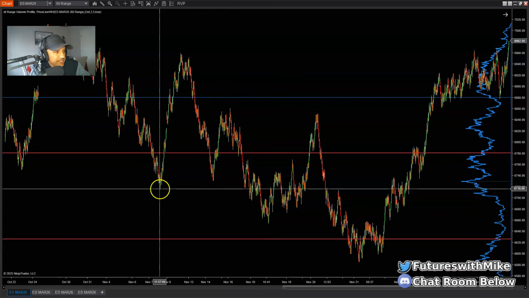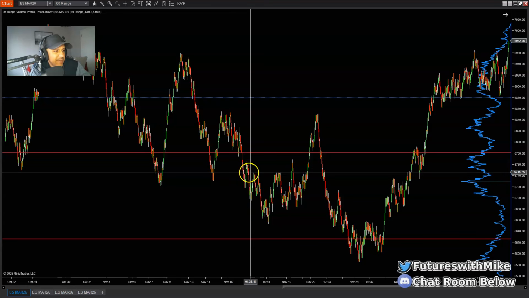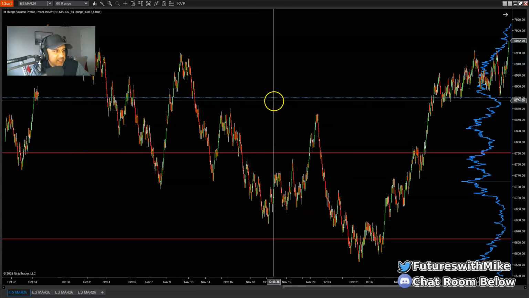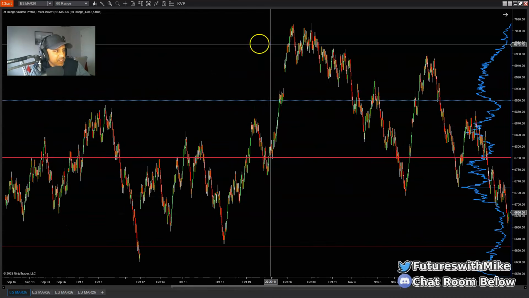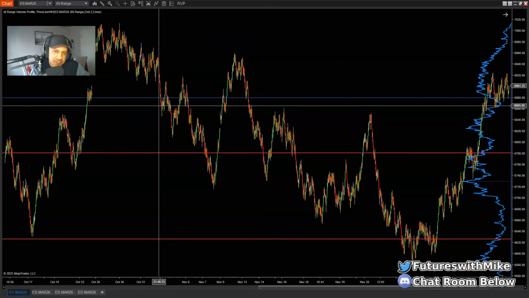Look, it broke a major area structure right here. It pulls back. There's a supply area right here. It pulls back to it, rejects it. It pushes lower, right? And then it makes a new low to the downside. It went from being bullish to being in a bearish channel to the downside. And this is purely the institutions.